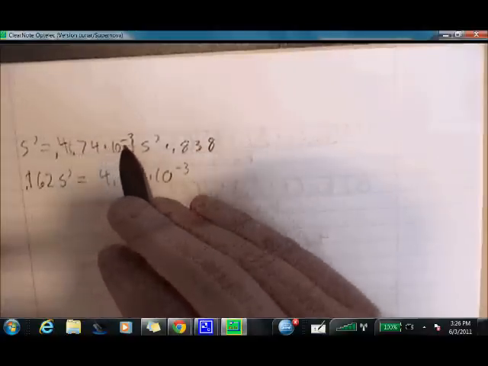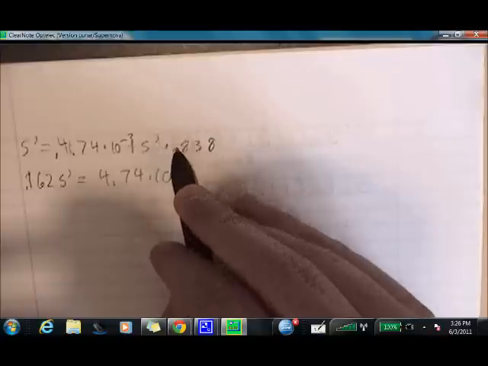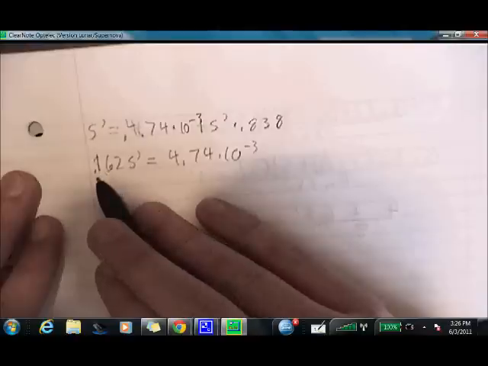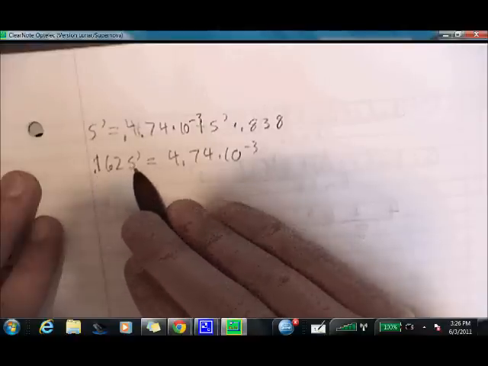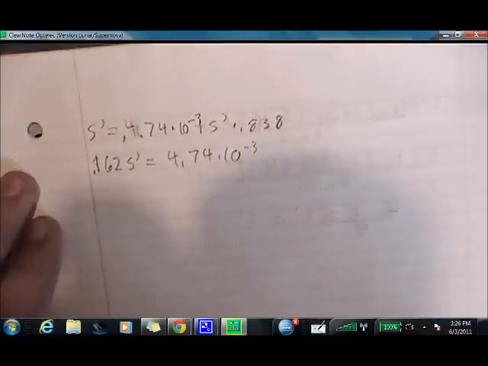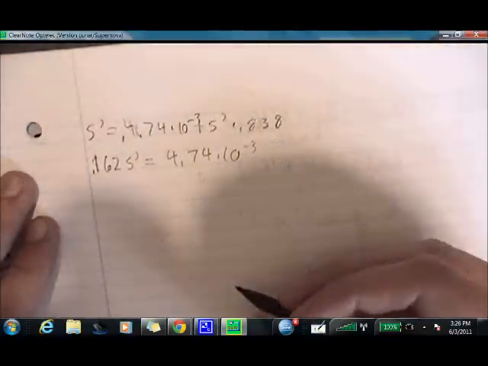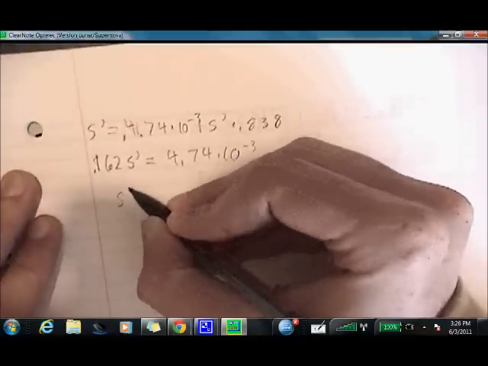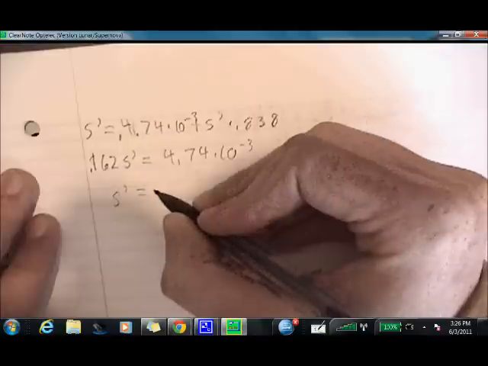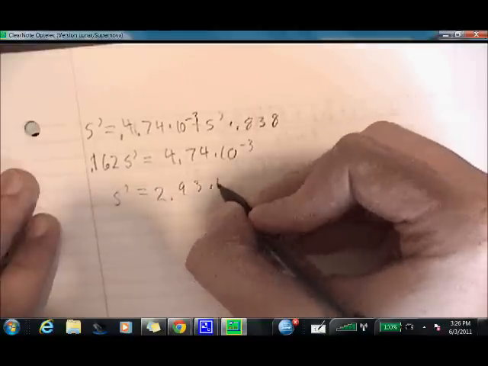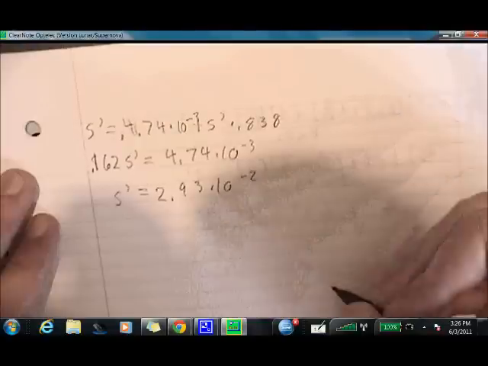4.74 times 10 to the negative 4 plus S prime times 0.838. You subtract the S prime, and you're going to get 0.162 S prime equals 4.74 times 10 to the negative third. When you divide this out, you get S prime equals 2.93 times 10 to the negative 2.